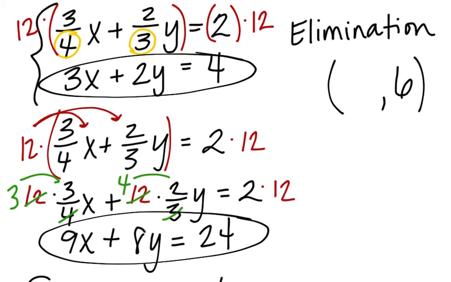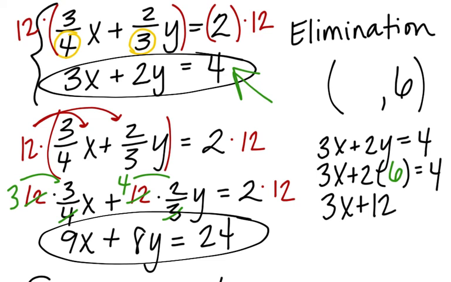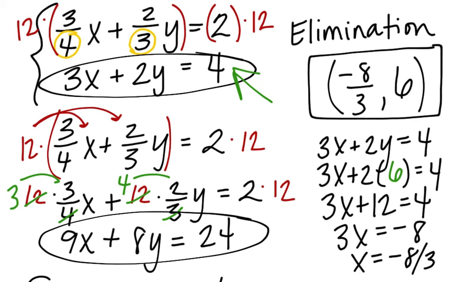So let's say I substitute it back into my second equation, which was 3x plus 2y is equal to 4. We just found that y was equal to 6, so I'll substitute 6 into that equation and solve for x. We'll have 3x is equal to negative 8. Looks like x is equal to negative 8 thirds. So that would be the x value for my intersection, and this is the solution to my system of equations, negative 8/3, comma 6.